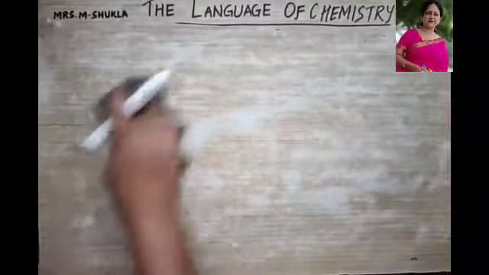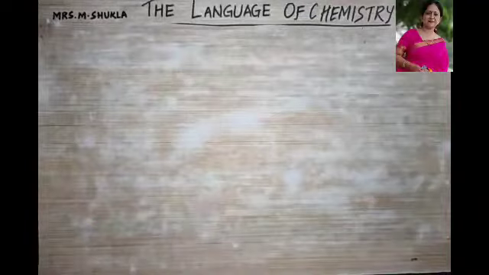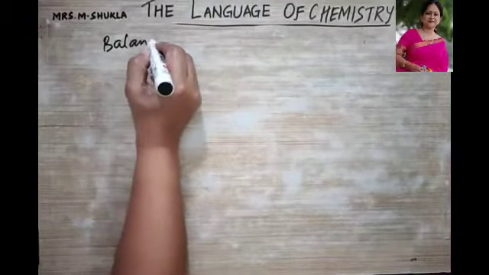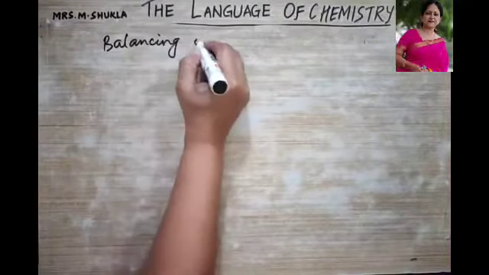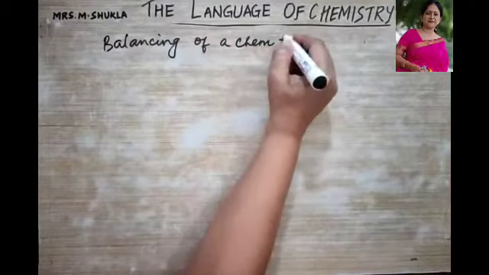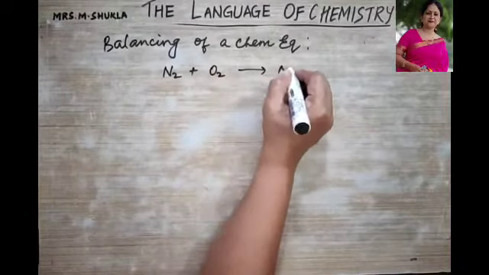Okay, I am not going to give much time over here for your balancing. So, a recap: balancing of a chemical equation. Okay, let's take N2 plus O2 gives NO.